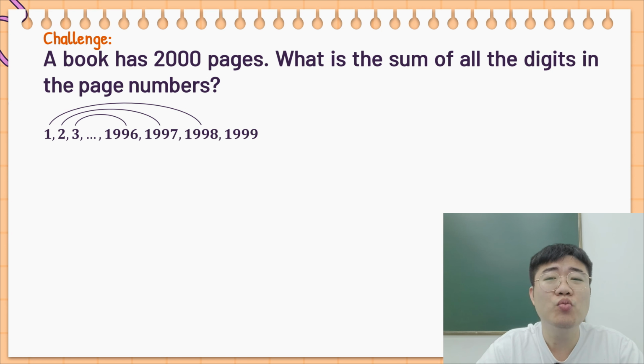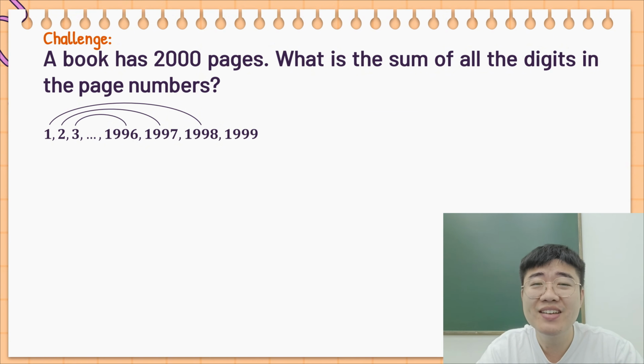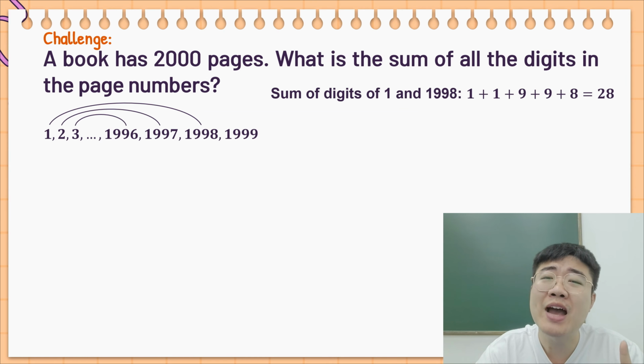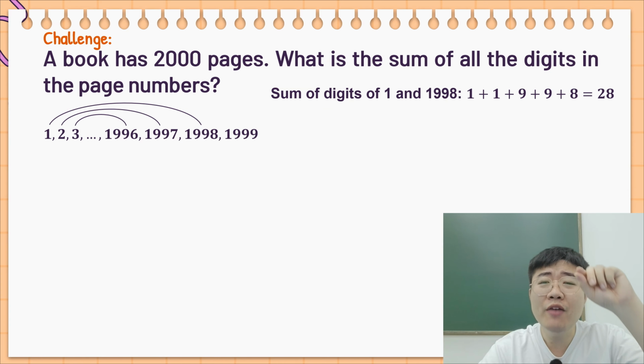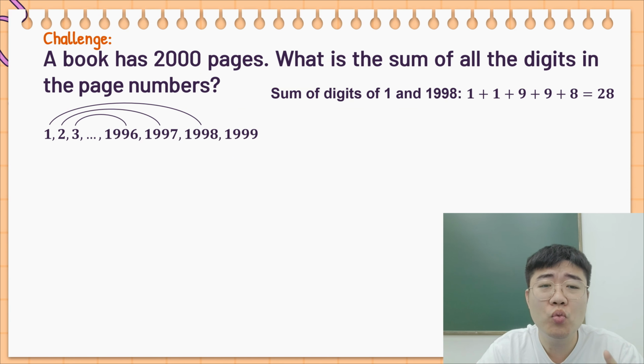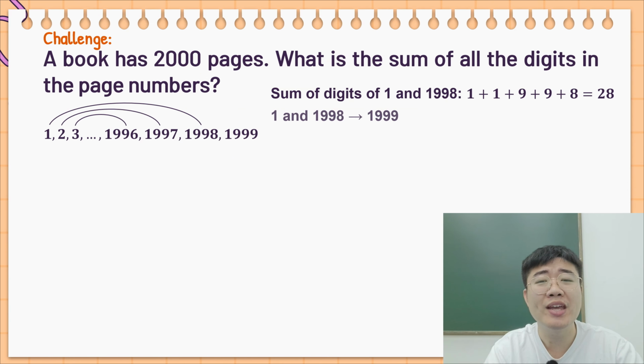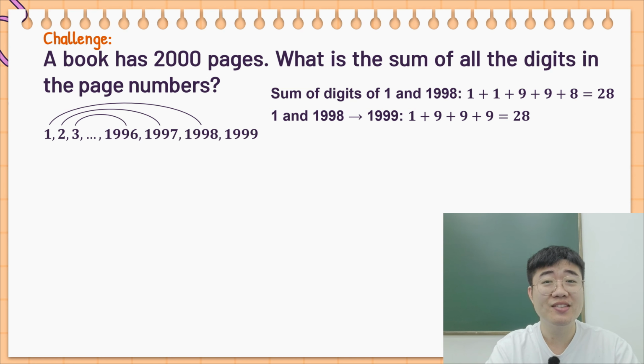For 1 and 1998, what's the sum of digits? We can just add the digits one by one. 1 plus 1 plus 9 plus 9 plus 8, total is 28. Now, after we place them into one group, 1 plus 1998, the total is 1999. Let's check the sum of digits here. Oh, we realize that now the sum of digits is 1 plus 9 plus 9 plus 9, which also gives us 28. So is the sum of digits the same? Yes, the sum of digits is the same. Let's put the tick here.